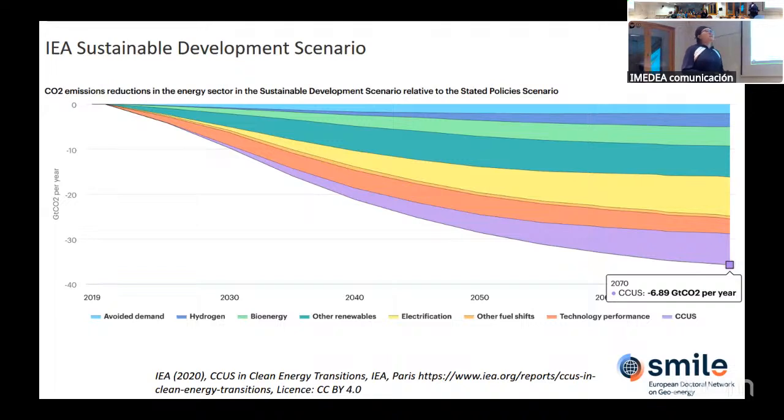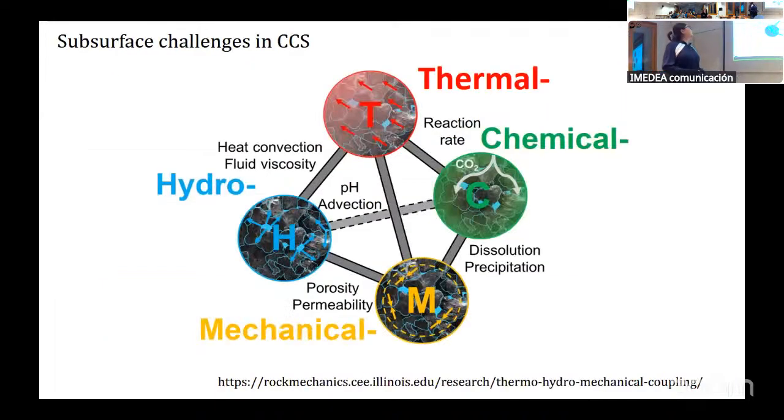So we believe CCS can be a very useful tool, but we still face a lot of challenges, because we want to store the CO2 safely and permanently. In this study, we mainly focus on the subsurface challenges of CCS. The subsurface conditions are always very complicated, and there are a lot of processes during and after the CO2 injection. We summarize them as THMC coupled processes.